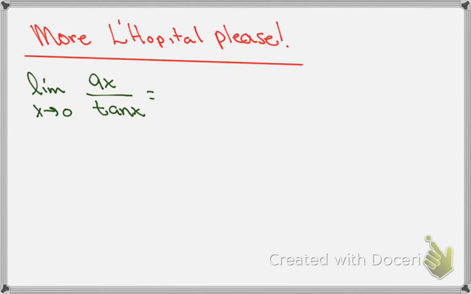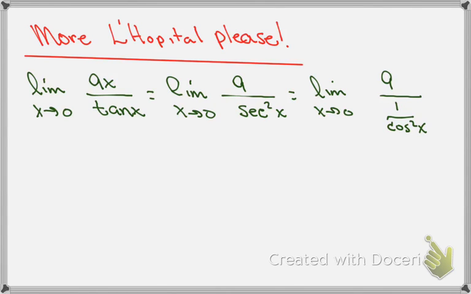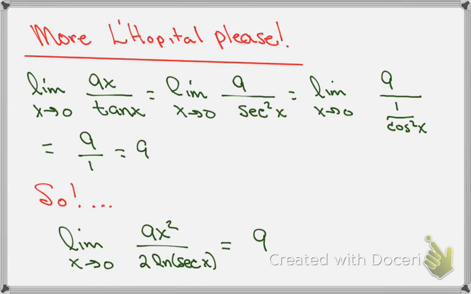We're looking at this limit now. The limit as x goes to 0 of 9x over tangent x. Differentiating numerator and denominator, we get 9 over secant squared x. Remember that secant is 1 over cosine, so I'm going to rewrite that as the limit as x goes to 0 of 9 divided by 1 over cosine squared x. I plug in that limit point, and I get that that's equal to 9 over 1, or 9. So what does this tell me? Well, this tells me that the limit as x goes to 0 of 9x squared divided by 2 times the natural log of secant x is equal to 9.